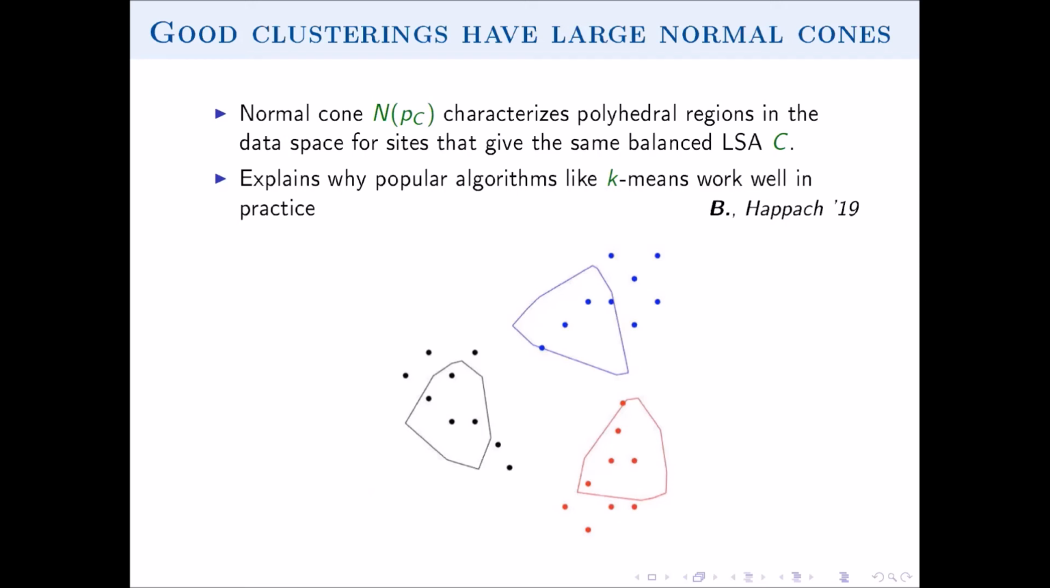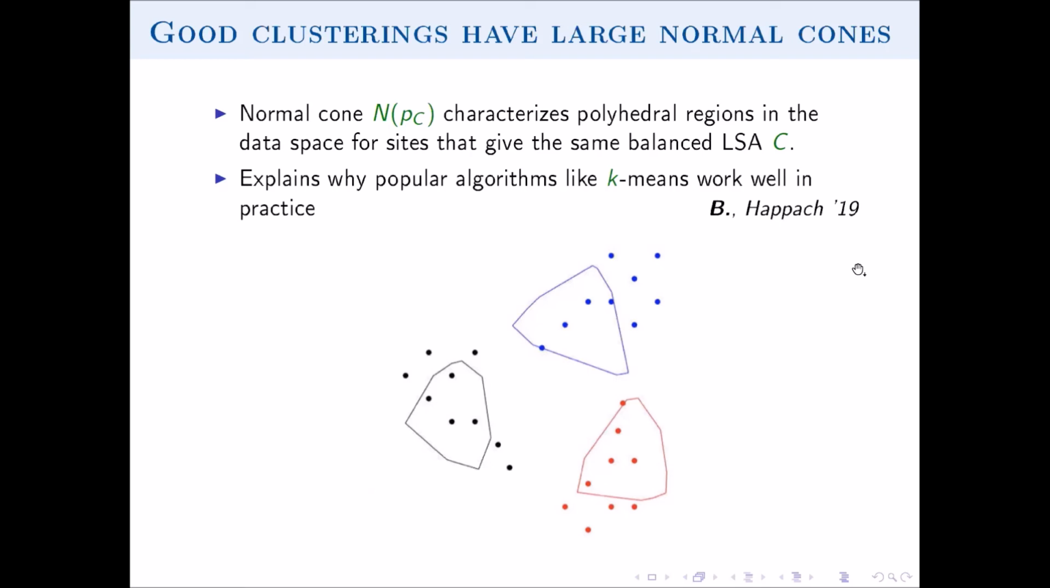This actually explains why some popular algorithms like k-means work so well in practice. K-means is essentially the iterative computation of a least squares assignment, and then you change the sites around and compute a new least squares assignment with respect to the new sites, and so on. So, visiting the vertices of the partition polytope, this is the same as iterative linear optimization over the partition polytope. With that point of view, the clusterings that are most likely to be found are also the best ones, the ones with the large normal cones.